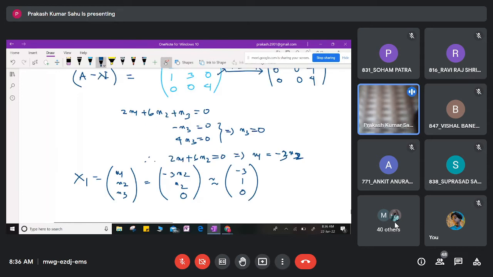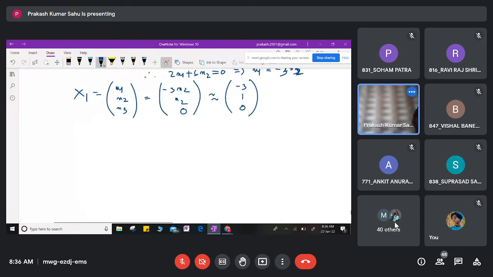So now we come to the second one, lambda is equal to 3. For lambda is equal to 3, what is your A minus lambda I? The homogeneous system is equal to 0, where the A minus lambda I matrix is equal to, if you put 3, minus 2, 6, 1, this is 1, minus 1, 0, and this will be 0, 0, 0.